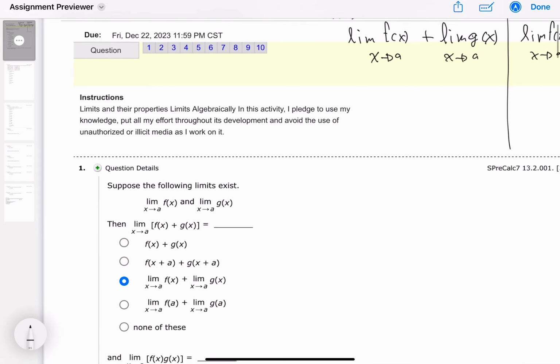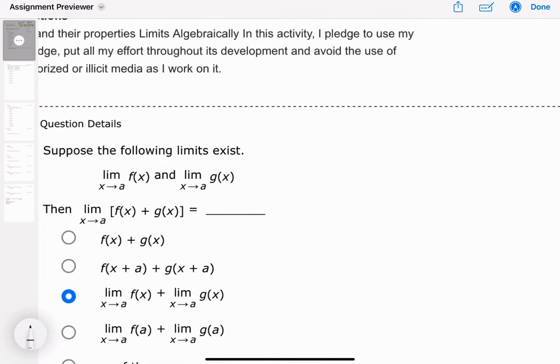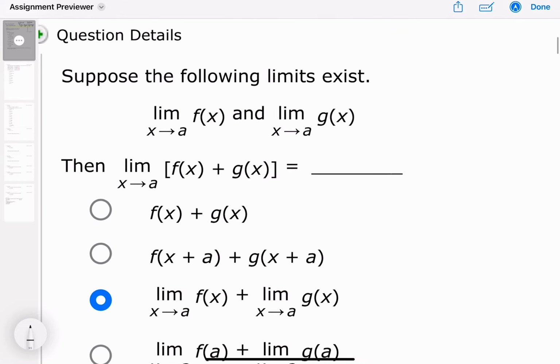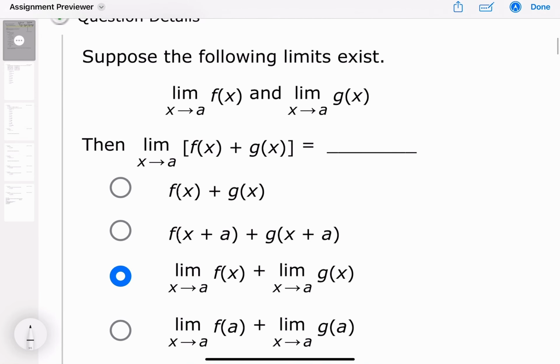Alright, and exactly that is what we are being asked in the first question. Suppose the following limits exist: the limit of f of x as x approaches a, and the limit of g of x as x approaches a. Then, what will happen to the limit as x approaches a of the sum of these two functions? Well, I can also solve it as the limit of the first one plus the limit of the second one individually.